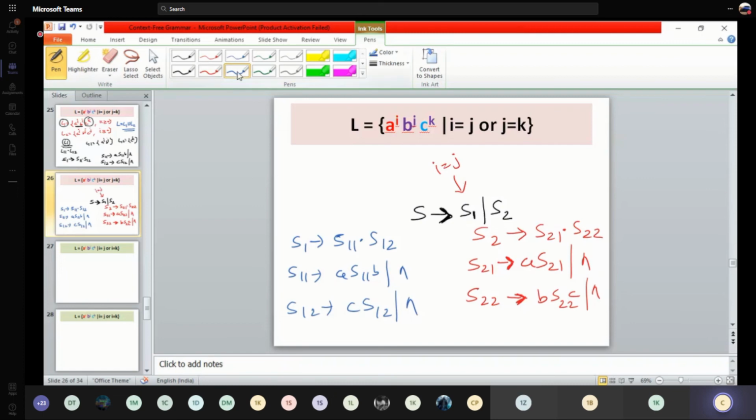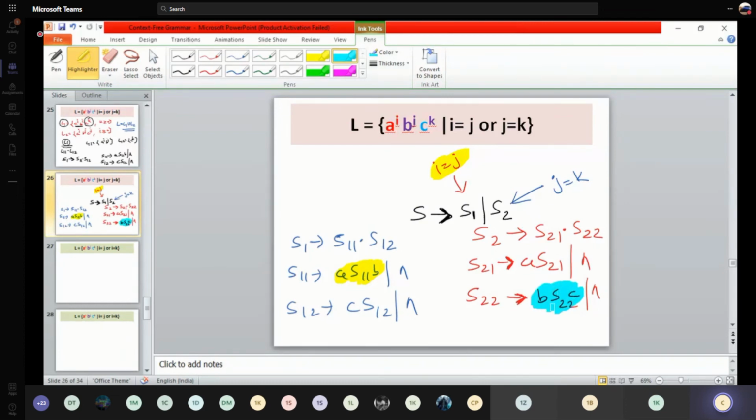And this one, S2, is representing J equal to K. Also, from the grammar itself, you can see I equal to J, so A and B are equal. From this, J equal to K, so you can see that B and C are equal.